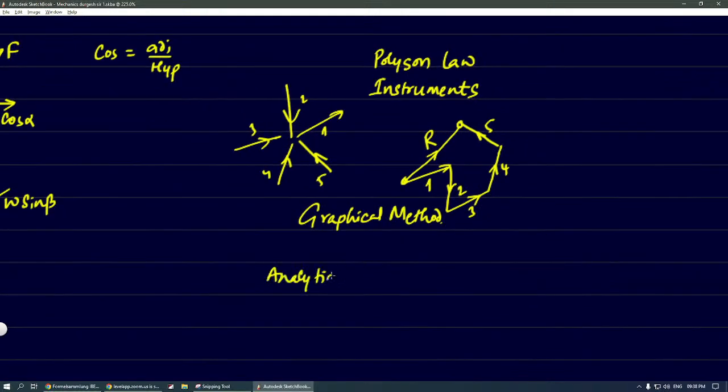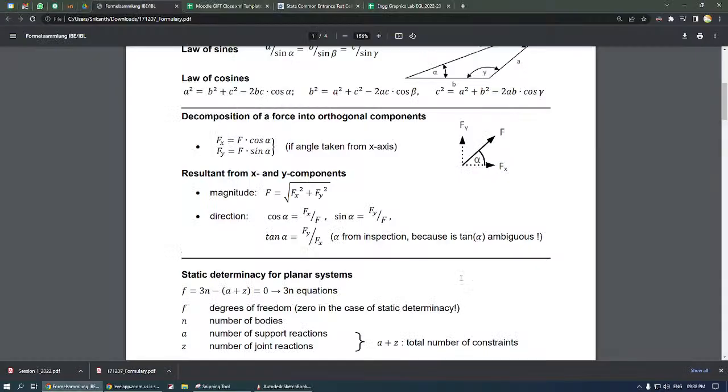Analytical means we have to do with calculations. So what we have is the parallelogram law. You know the parallelogram law? You might know this. The parallelogram law itself is giving it as the law of cosines.